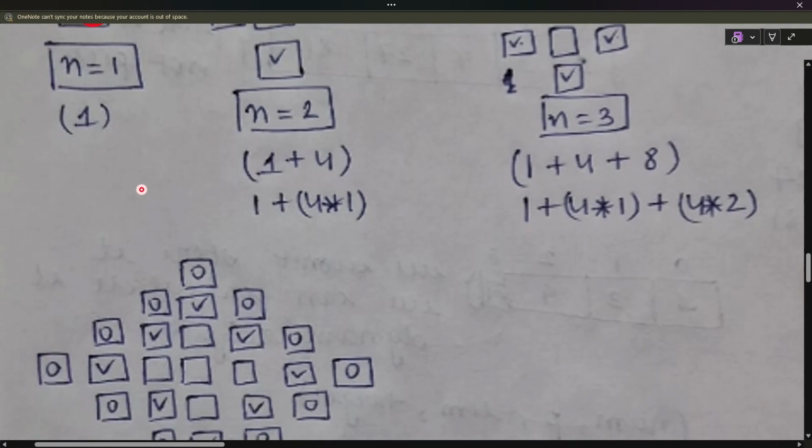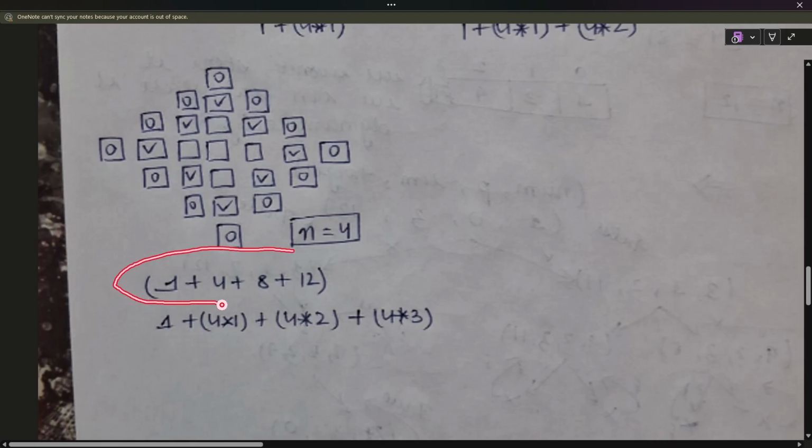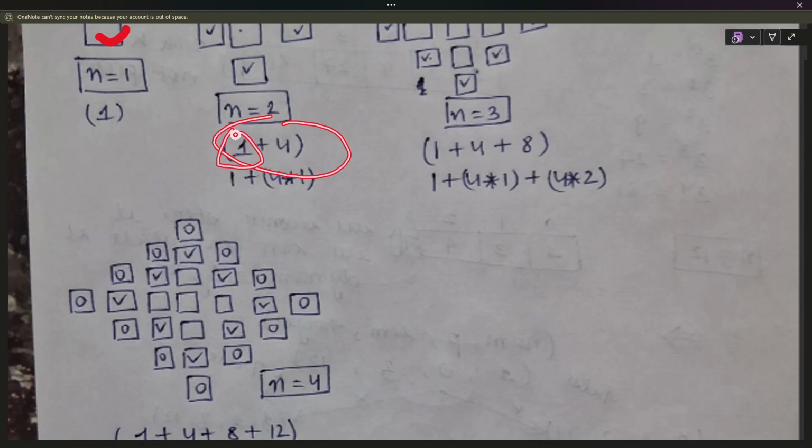Now let's move forward. At n equal to 4, we have 1 plus 4 plus 8 plus 12, in which 1 plus 4 plus 8 came from here, and 12 is the new layer. If we identify the pattern, for n equal to 1 we have 1 plus 4 into 0, which is 0, so the answer is 1.